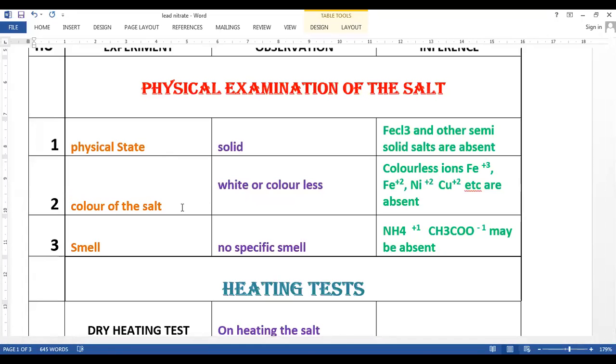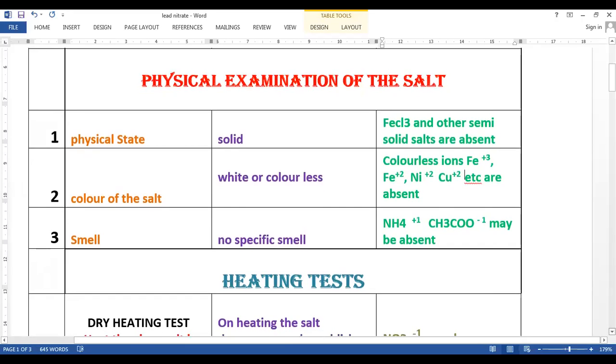So those ions which are colorful, for example, Fe+3, Fe+2, Ni+2, Cu+2, all such ions are absent in this particular case. So my dear students, we can easily understand that these ions remain absent in this given salt because the salt is colorless or white.